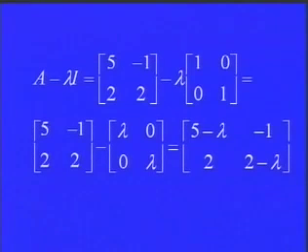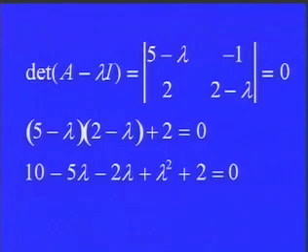That is equal to 5 minus lambda in the first position, negative 1 in the first row, second column. In the second row, first column, I get a 2. And in the second row, second column, I get 2 minus lambda. You can make the generalization that each time, the main diagonal is going to have a minus lambda attached to each of the entries. Every other entry in the original A matrix is going to be unchanged. So I have [5 minus lambda, -1; 2, 2 minus lambda].